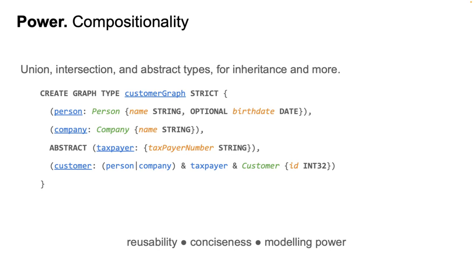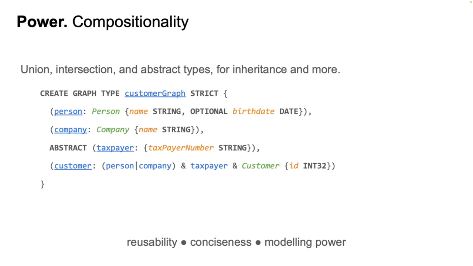So that's fairly straightforward to formally specify and usually also to understand. We had to introduce the notion of abstract types to make this really work as most people would expect who are used to ER modeling, for example, because that allows you to specify this node type taxpayer, but you don't want nodes that are just taxpayer.